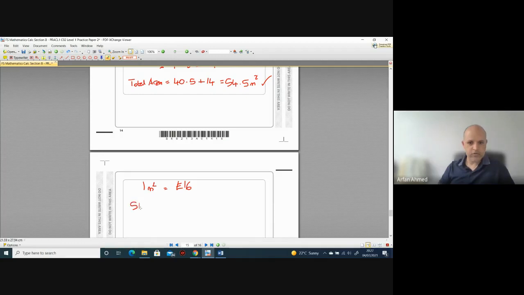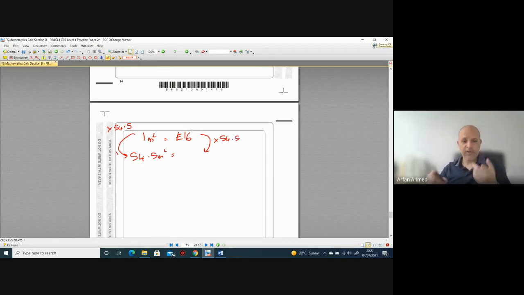Well, we've got this much. So how do I get from that to that? Well, I'll have to times it by 54.5. If I multiply that side by 54.5, I'll have to multiply this side by 54.5 as well. It's proportional. So it's a really good way of figuring out whether you're multiplying or dividing. So it's 16 times that, which is £872.